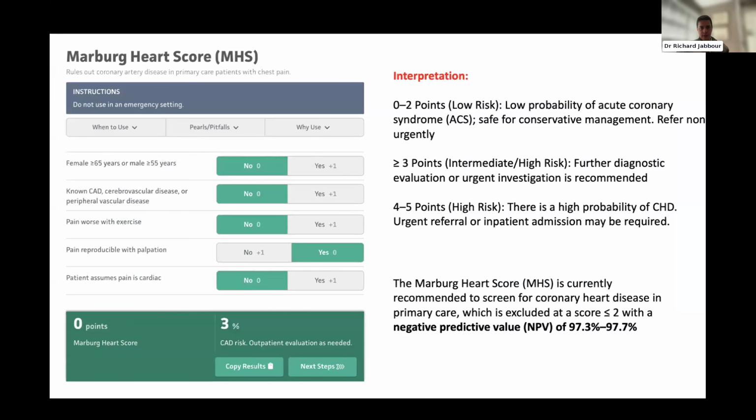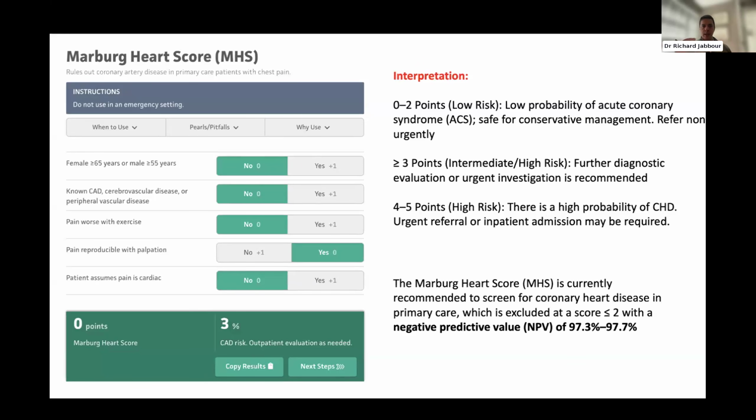For those of you that like scores, when assessing patients with chest pain in primary care, there is this Marburg Heart Score, which is quite interesting and was validated in primary care in Germany. And it consists of essentially 5 variables. And a lot of it's taken from the pre-test table that I showed you before.